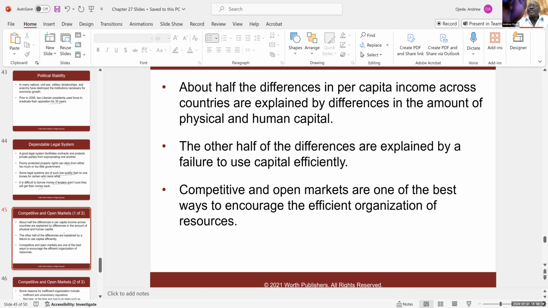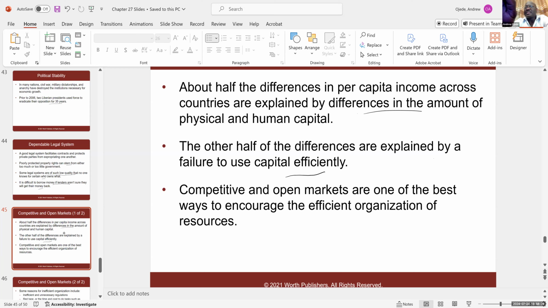And about half the differences in per capita income across countries are explained by differences in the amount of physical and human capital. So in other words, countries that have the highest amount of human capital and more physical capital tend to have more average income. About half the difference in per capita income is explained by those two factors. The other half of the difference is explained by the failure to use capital efficiently.